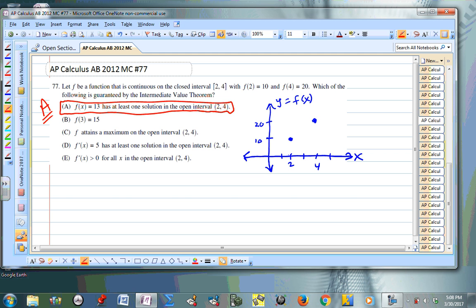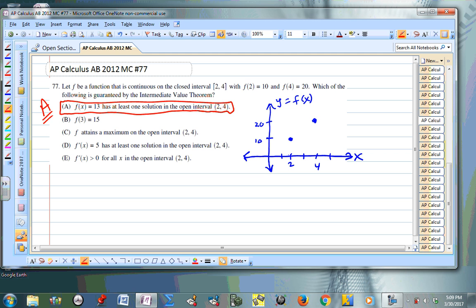Statement C says f attains a relative maximum on the open interval from 2 to 4. That's not necessarily true, because here's an example where there is no relative maximum. Now, they're not talking about absolute maximum, including endpoints as considerations. They're talking about relative maximum on the open interval. So here's an example that proves C is possibly false.